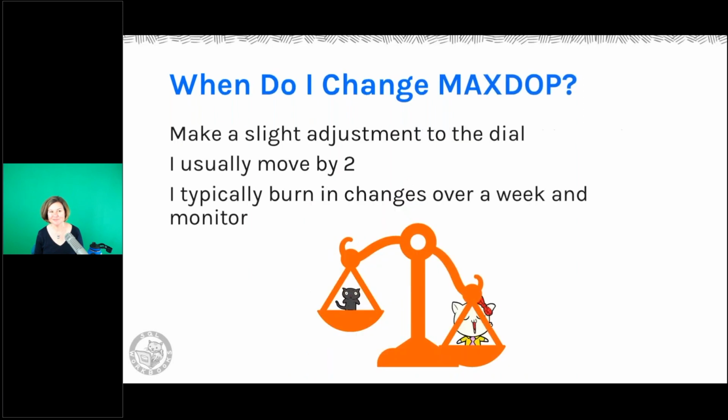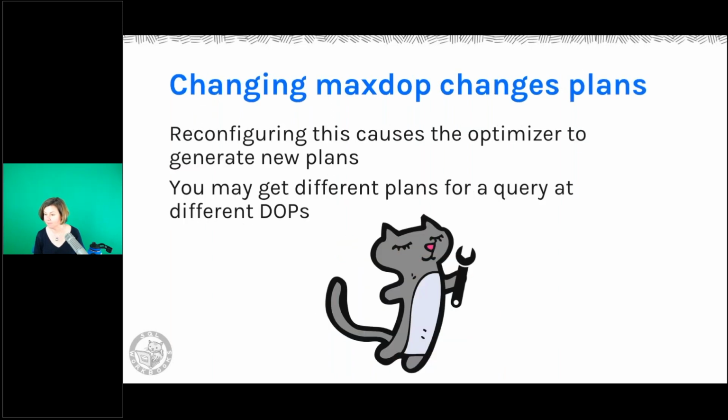Oops. When I change this, I usually like to move by 2. If I have a server with a lot of cores, I might make bigger jumps, especially if I have a private testing period and I'm not going to impact everybody else. If I'm having to change this on a live server, I usually do small incremental changes, both for MAXDOP and for cost threshold, and burn in the changes over a week. When I say monitor, I'm monitoring query duration.